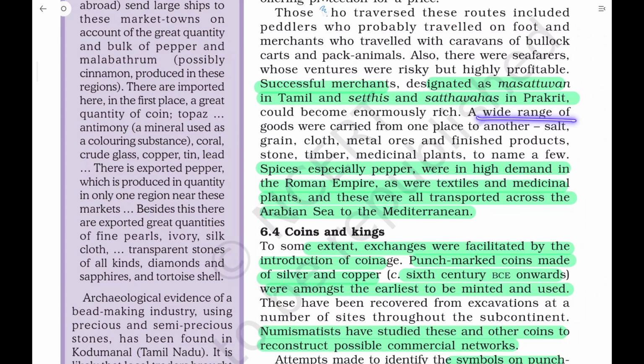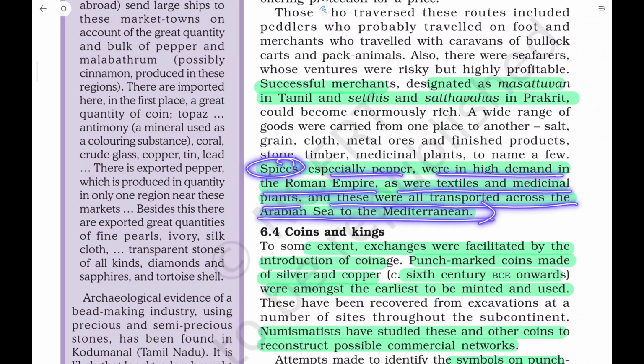A wide range of goods were carried from one place to another. Salt, grain, cloth, metal ores, finished products, stone, timber, etc. Spices, especially pepper, were in high demand in the Roman Empire, as were textiles and medicinal plants, and these were all transported across the Arabian Sea to the Mediterranean Sea.